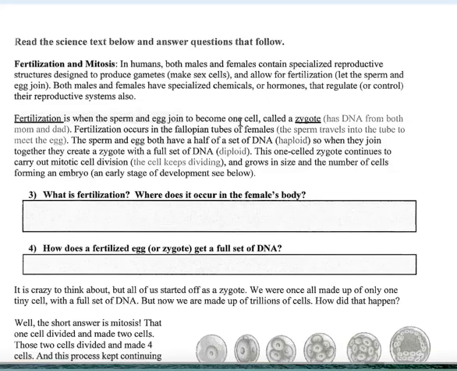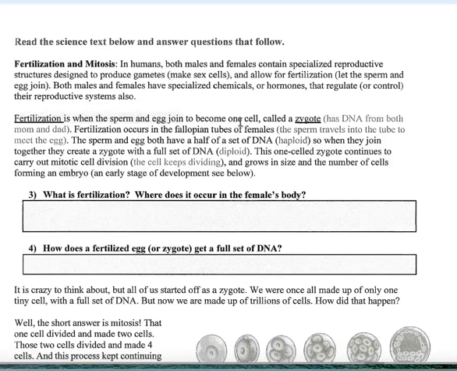The sperm travels into the tube to meet the egg. The sperm and egg both have half a set of DNA. So half a set of DNA is called haploid. So when they join together to create a zygote, they have a full set of DNA, which is called diploid. And the prefix di can mean two. So haploid is half a set, begins with H, half. Diploid, double, okay, full set.